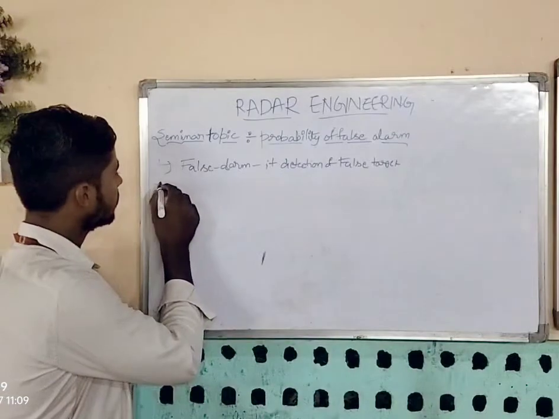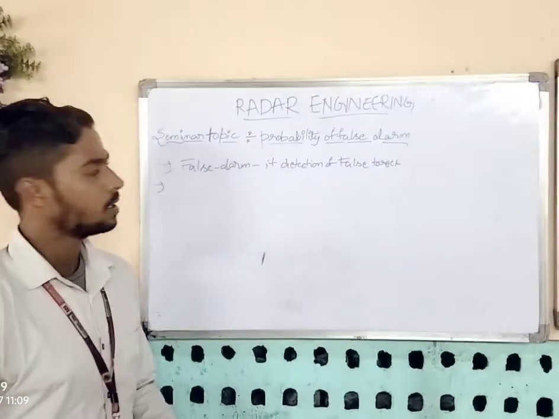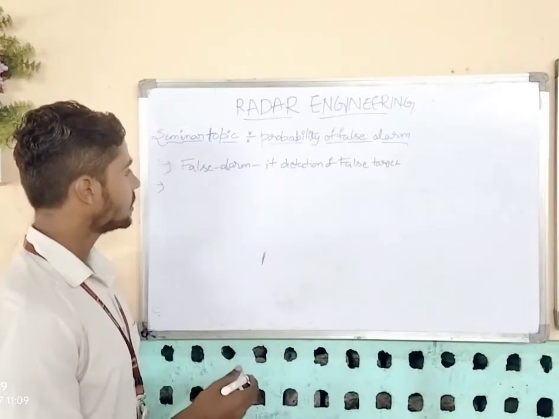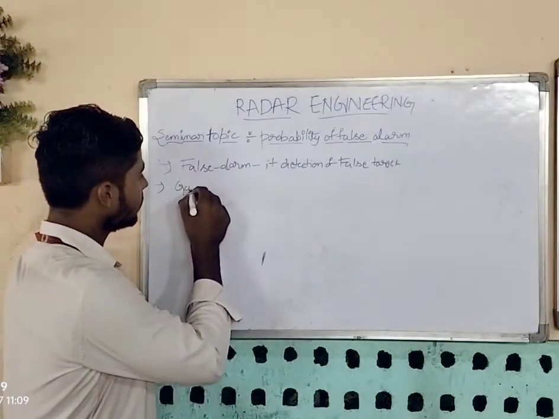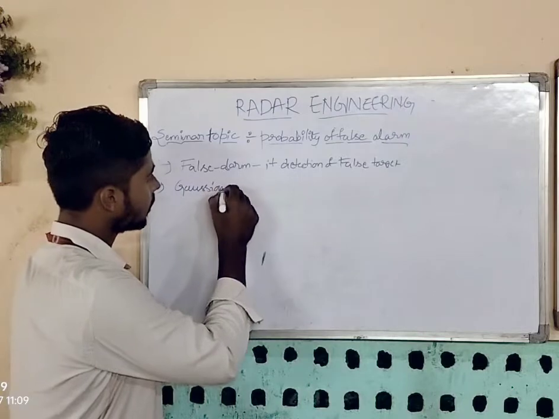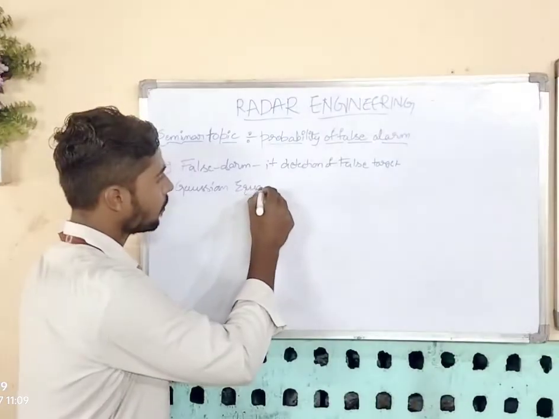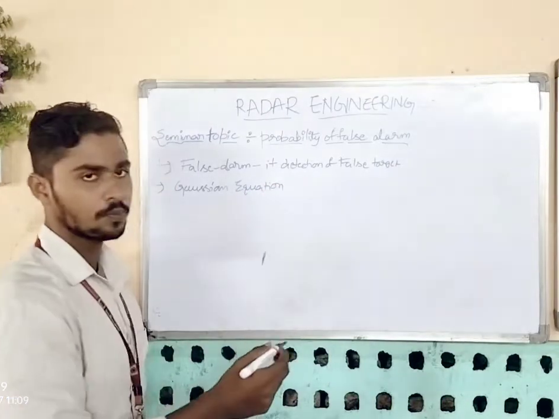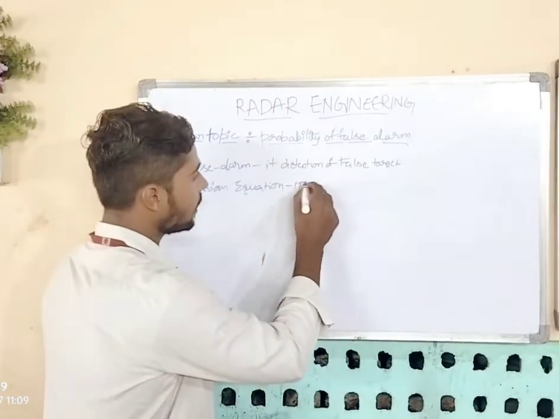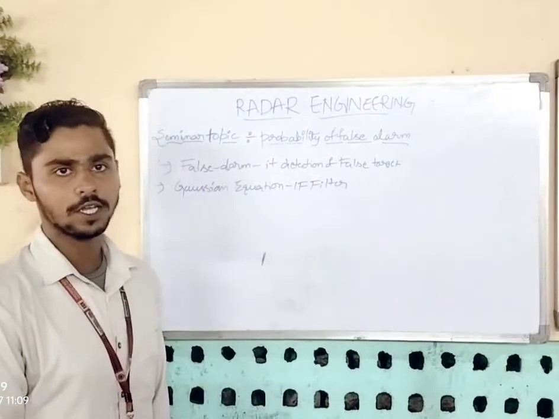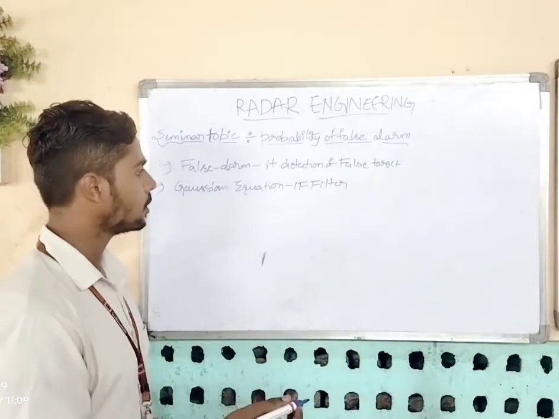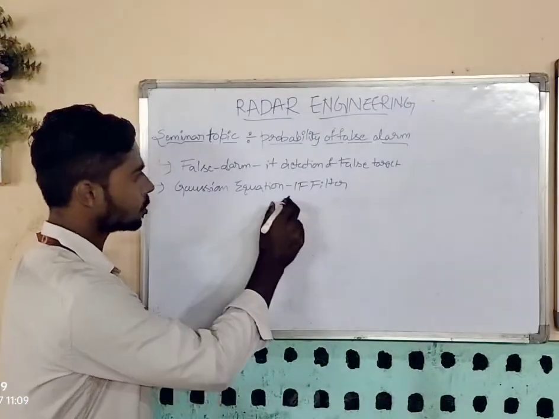Let us see. Whenever we introduce a signal into an IF filter, according to the Gaussian equation, when a signal is passed into an IF filter, it gives the probability in terms of voltage. Let us see the equation according to the Gaussian equation.